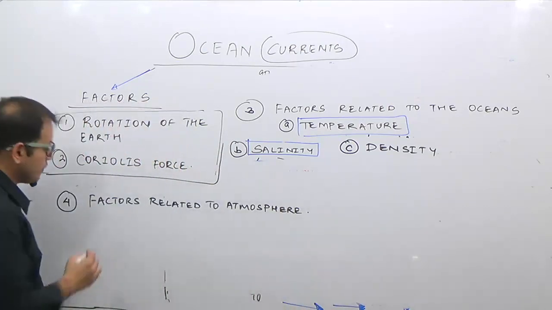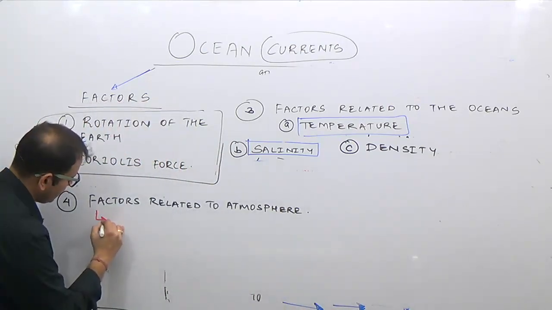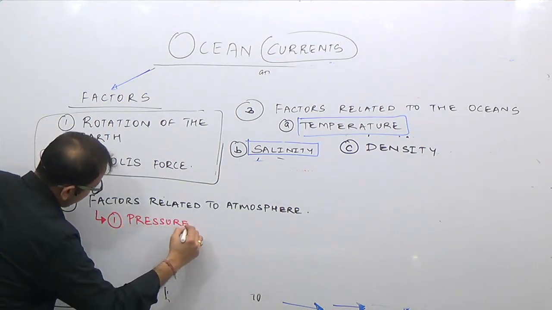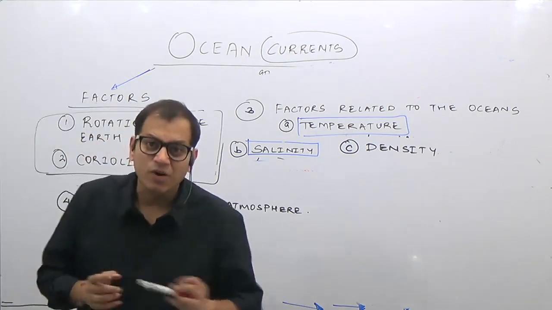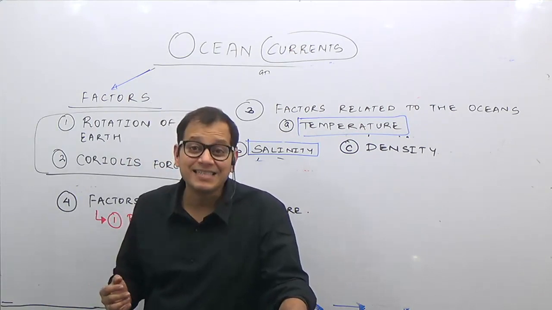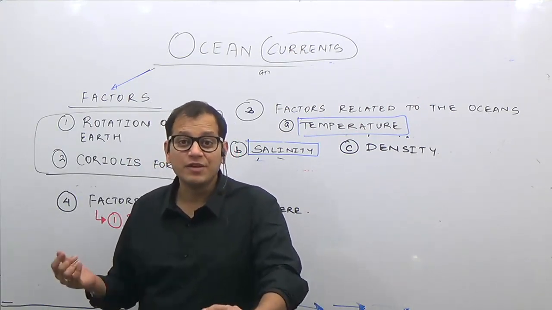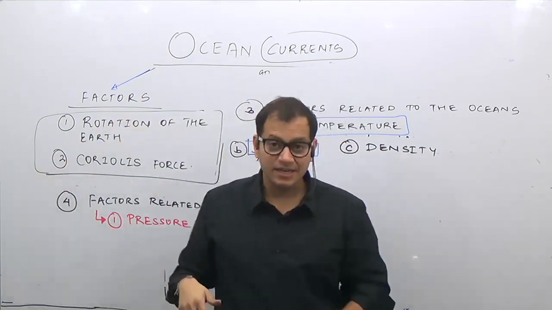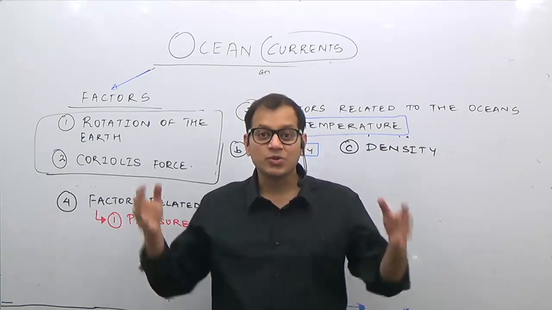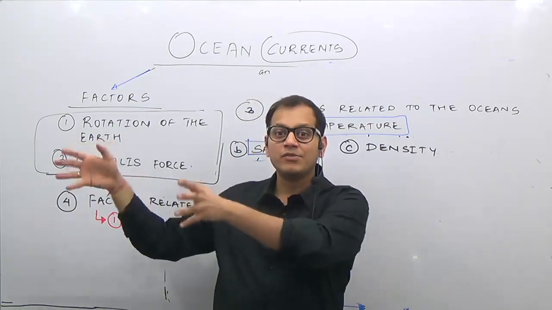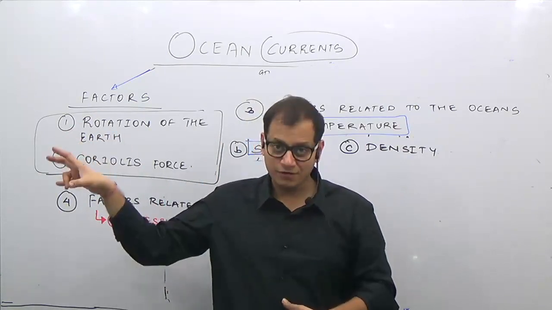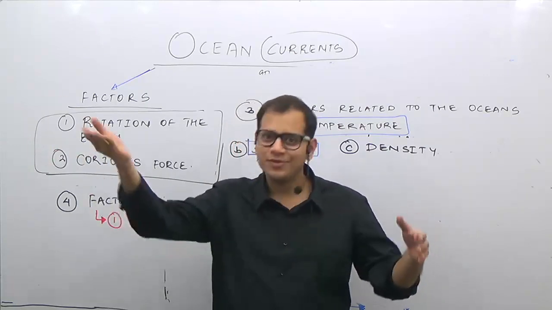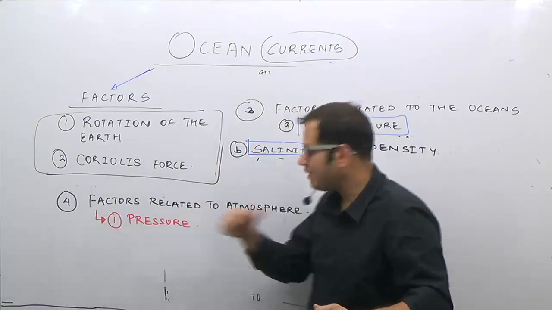Now, how are the factors related to the atmosphere? The first factor is pressure. In the areas of high pressure, there is less amount of rainfall. Obviously, therefore, it is a high pressure belt. While the areas of low pressure will have greater rainfall. You know this from climatology. So because of higher rainfall, there will be a greater water level in the areas of low pressure, while there will be less water level in the areas of high pressure. Therefore, water will flow as an ocean current. So one factor is the pressure.